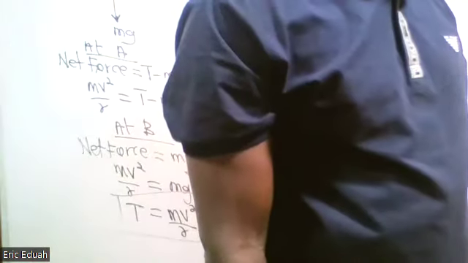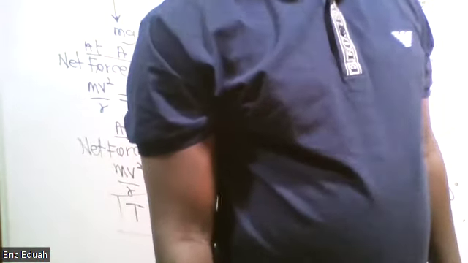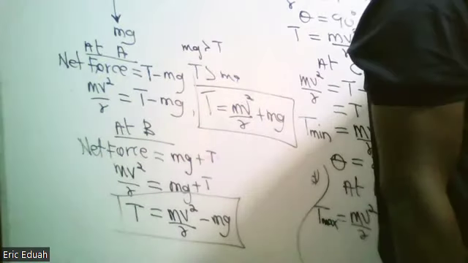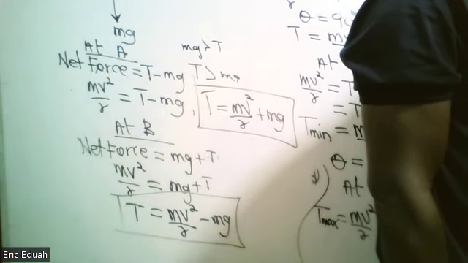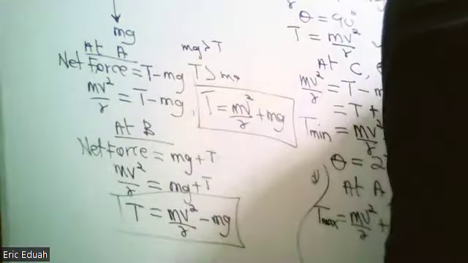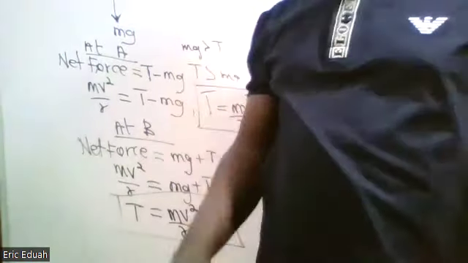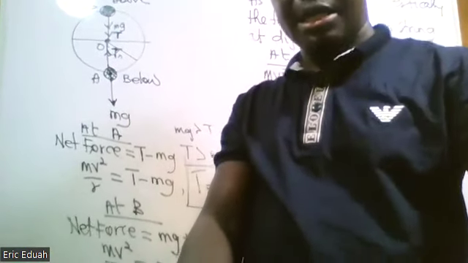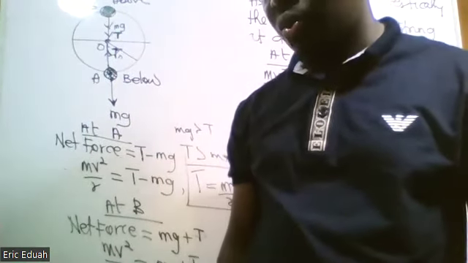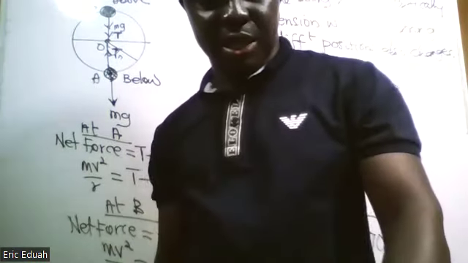Calculate the maximum and minimum tensions in the string. Take g to be equal to 10 meters per second squared. So you have to calculate the maximum and minimum tension in the string.